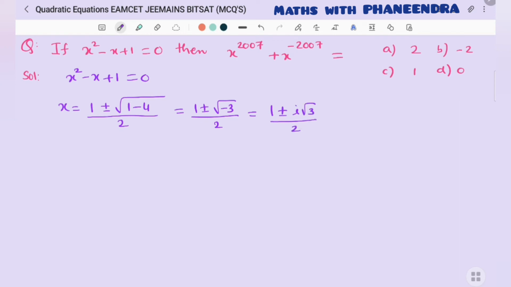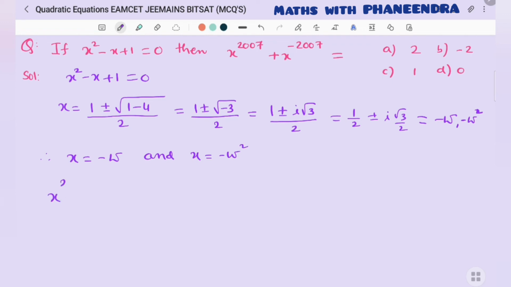So these values, 1 by 2 plus or minus i into root 3 by 2, are minus omega, minus omega square, which we know are the cube roots of unity. Therefore, x is equal to minus omega and x is equal to minus omega square.